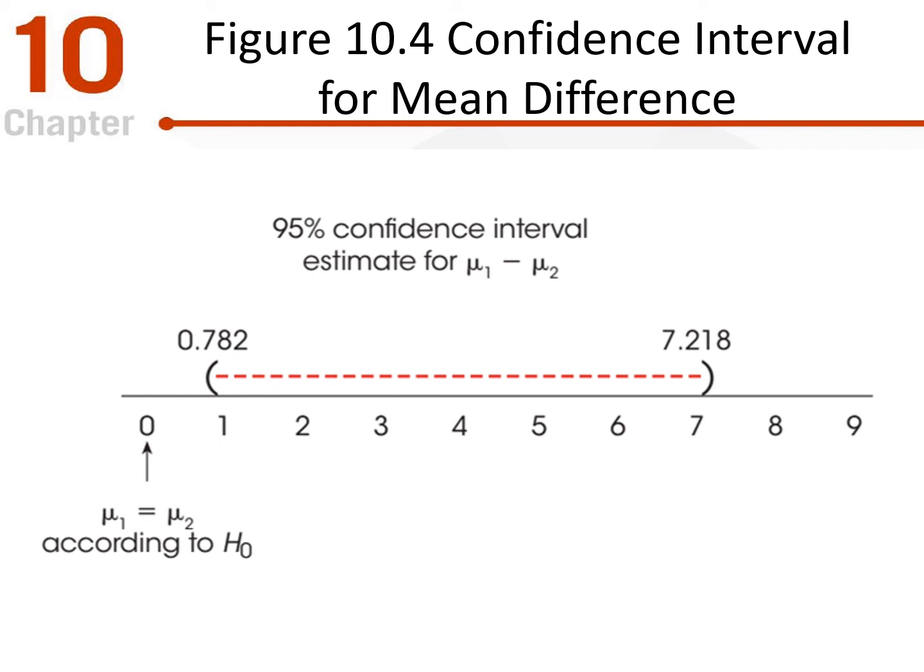Based on this, since 0 is not in this interval, you can reject the null hypothesis. If 0 was in the confidence interval, then you could not reject the null hypothesis. You would fail to reject it. So it's a backwards way of basically testing a hypothesis.